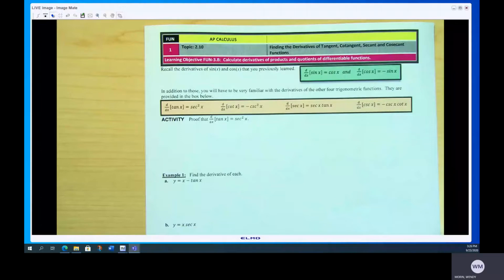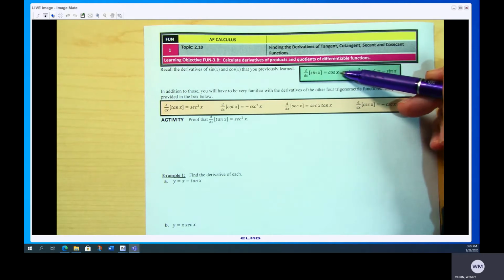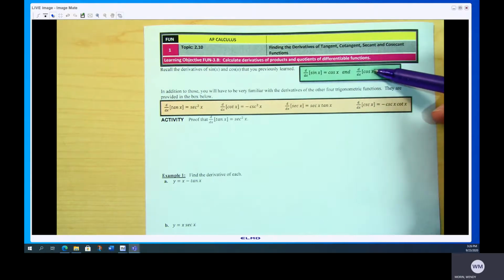Unit 2, Topic 10. Finding the derivatives of tangent, cotangent, secant, and cosecant functions. Recall earlier in the unit that we learned that the derivative of sine x is cosine x. If you don't have that memorized, you need to memorize that. The proofs were done before. The derivative of cosine of x is negative sine x. We're going to add more trig derivatives to memorize.